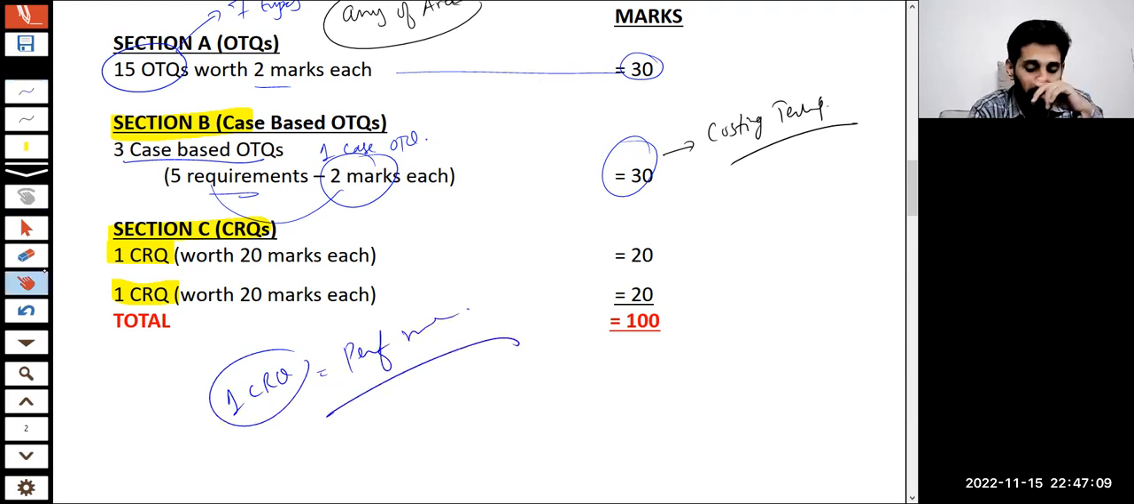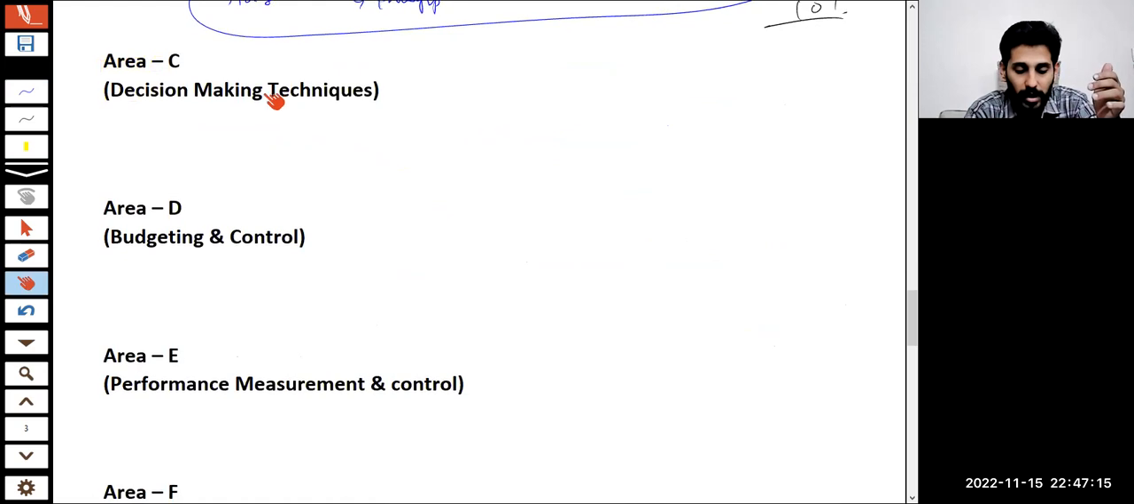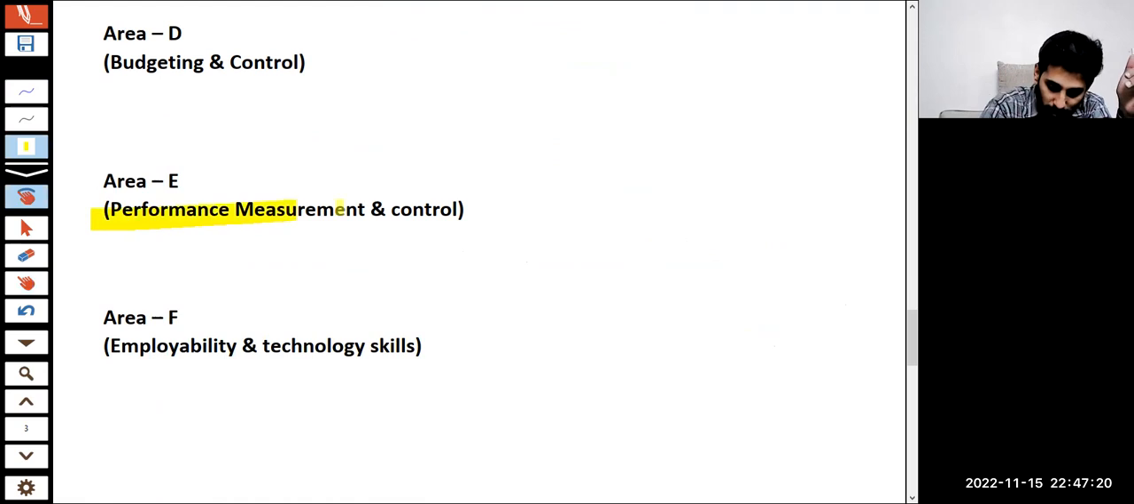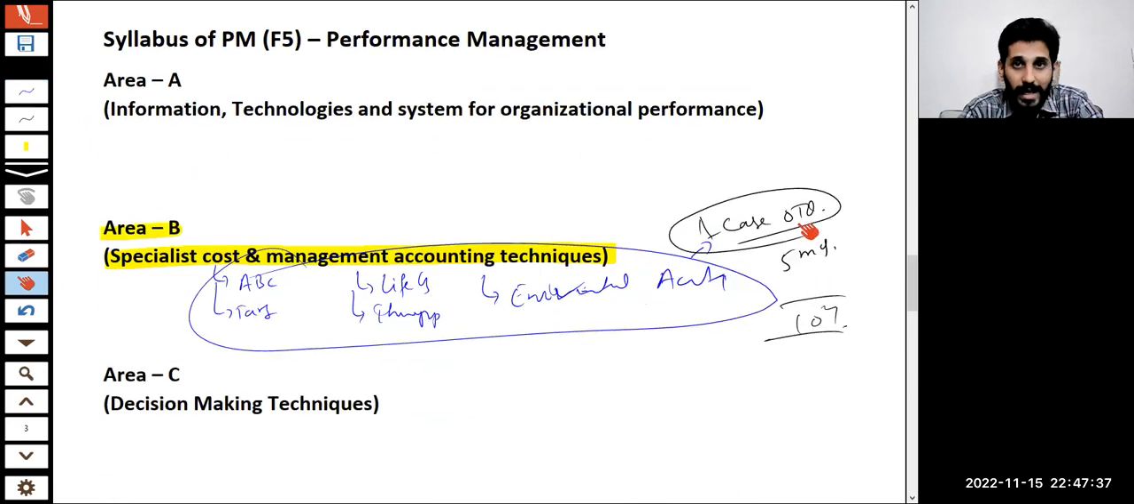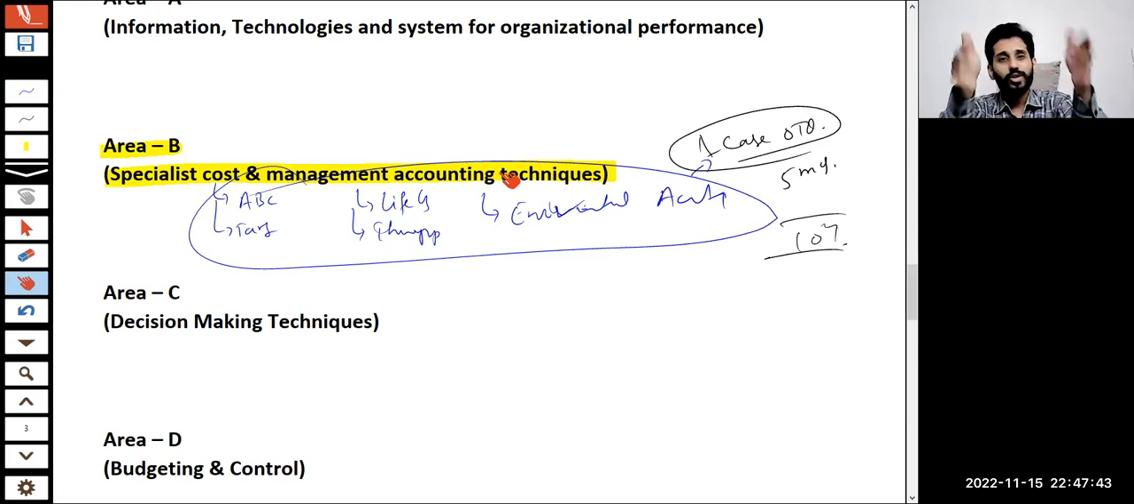Now I'm quickly coming to the paper, specialist cost and management techniques. Section C, decision making, ignoring right now. D and E, performance measurement and control. This is one of the areas where you will receive one CRQ worth 20 marks. See, 20 marks from this area, 20 marks from this area, and 10 marks from this area; that would become 30 marks. So if you work on these areas first, you should assure yourself of gaining at least 25 marks from these 2 sections, at least 25 marks.